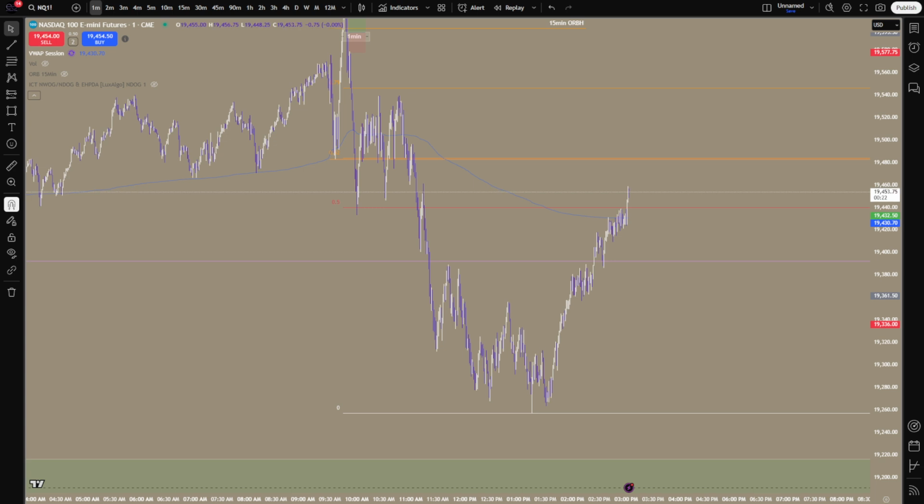A lot of it is waiting around because we need the market to show us the best possible setup to give us a high probability entry. So that's what it's all about. That's what we do.